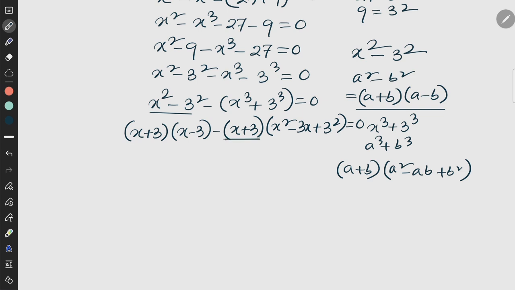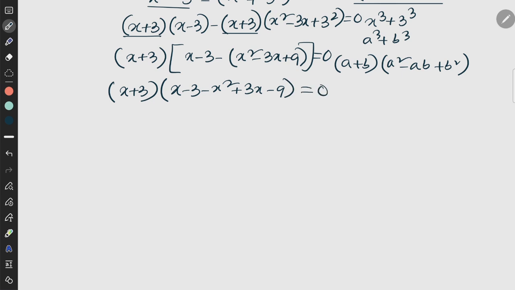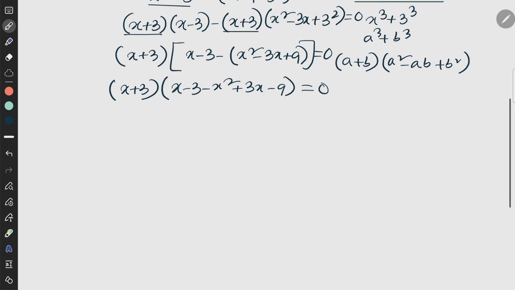We can take x plus 3 common from both sides. Here is x minus 3, and the remaining part is x square minus 3x plus 9 equals 0. Next, x plus 3, first bracket x minus 3, minus the bracket x square minus 3x plus 9, equals 0, because the sign before the bracket is minus, that's why all signs are changed.